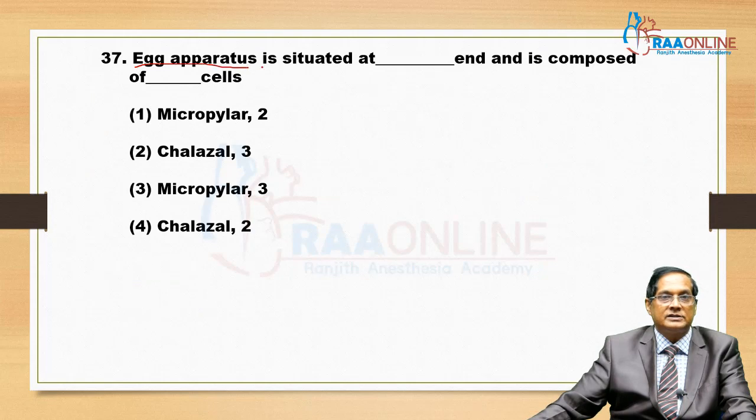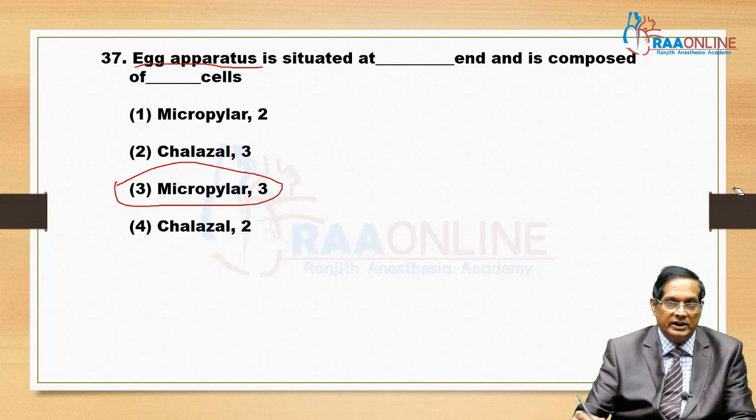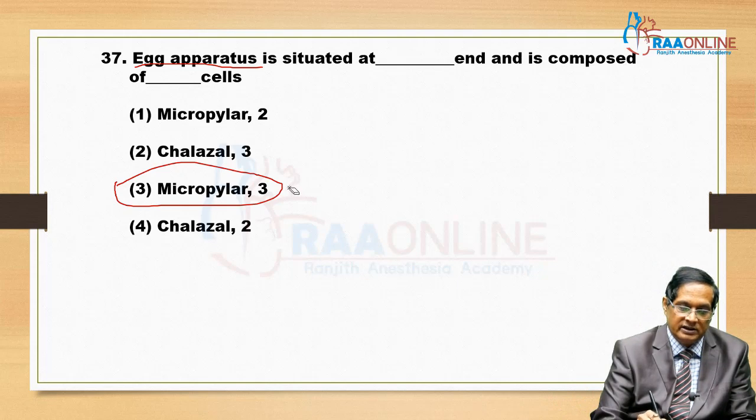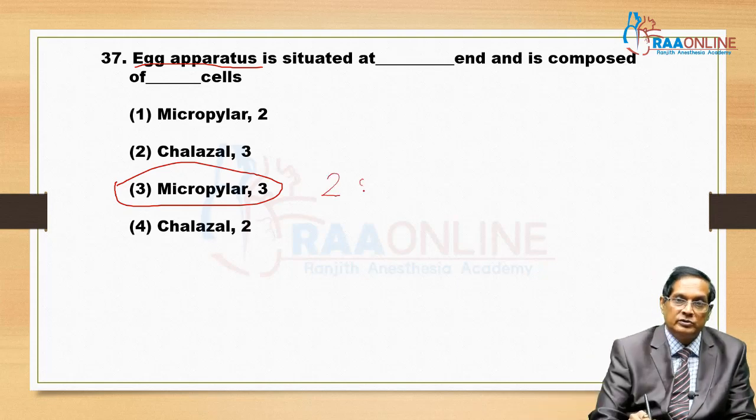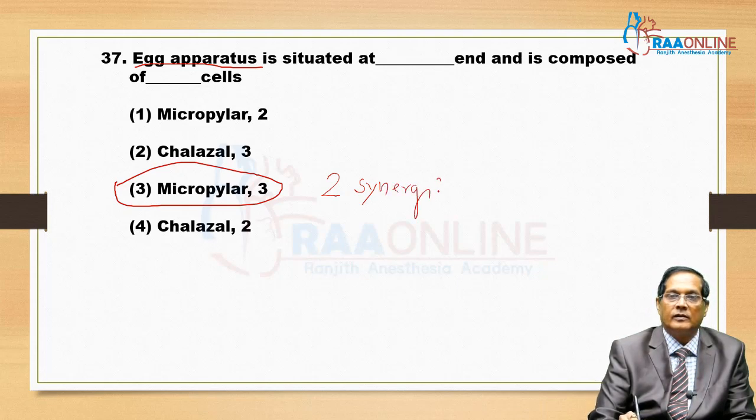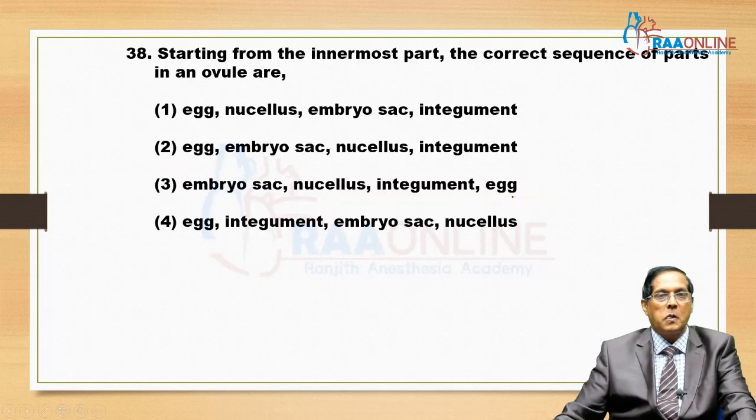Then egg apparatus. Its location is towards the micropylar end and it is 3 celled, that is 2 synergids and 1 egg cell. Why 3 celled? It is composed of 2 synergid cells and 1 egg cell, or female gamete. These are the parts of the egg apparatus.